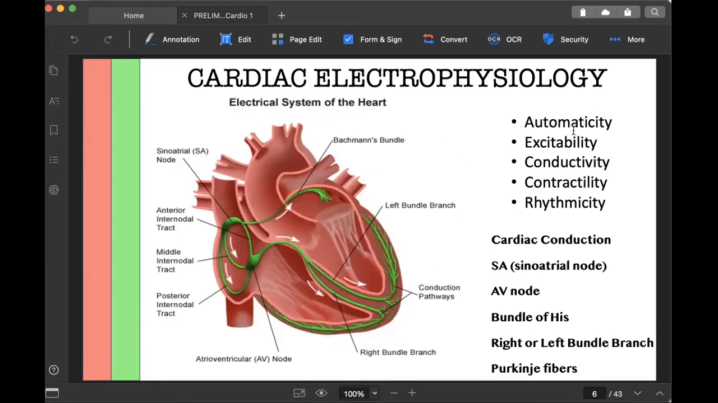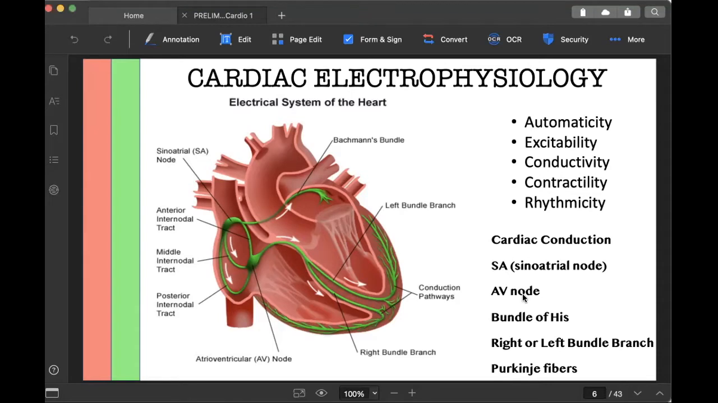And what I want you to remember also are these terms. We have your automaticity. It means the ability to initiate an electrical impulse, while your excitability is the ability to respond to an electrical impulse. Your conductivity is to transmit an electrical impulse from one cell to another, while your contractility is the ability of the cardiac muscle to shorten in response to depolarization. And the last one is your rhythmicity. It is the ability of the cardiac cell to spontaneously generate an action potential at a regular rate.